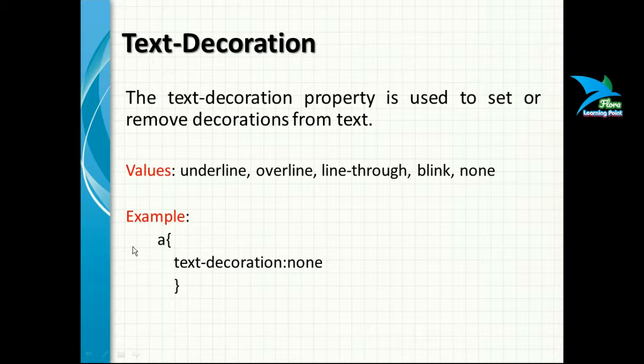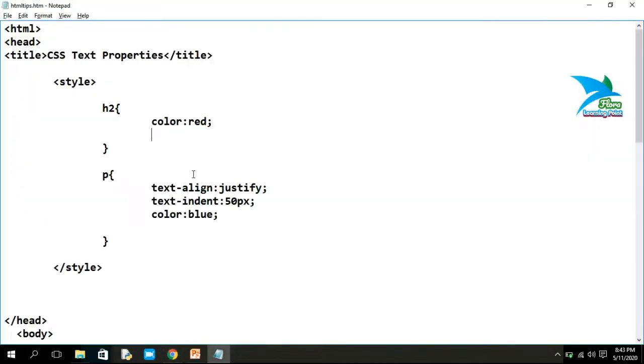So that means if you use this property like this, then that hyperlink will not be underlined. By default, any hyperlink is underlined. If you want to remove that underline from a hyperlink, then you can use text-decoration equal to none. But you can use this property text-decoration with any other tag also.